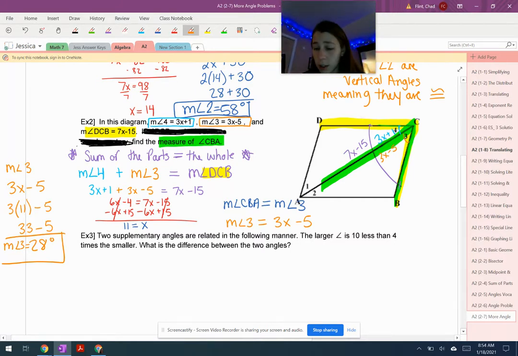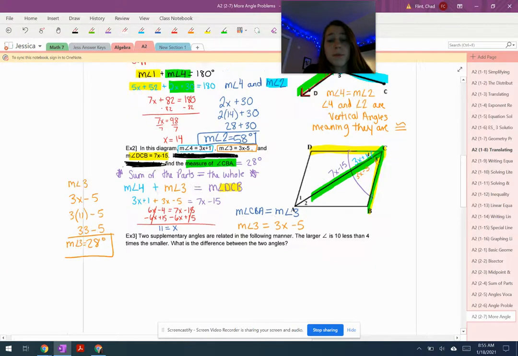Yeah, I'm just going to double check that math real quick. Yep, okay, boom. So the measure of angle 3, or the measure of angle CBA as they put it, is 28 degrees. Boom.